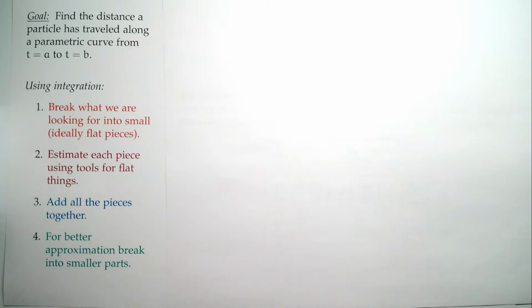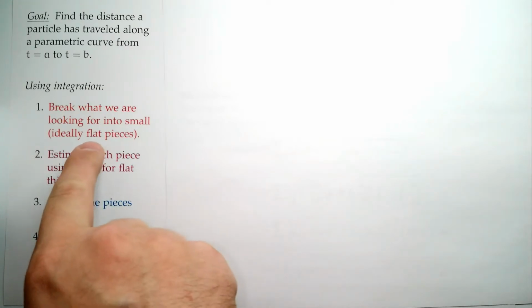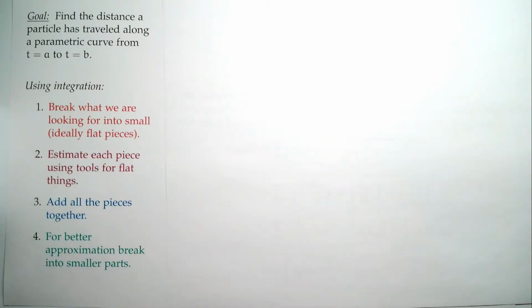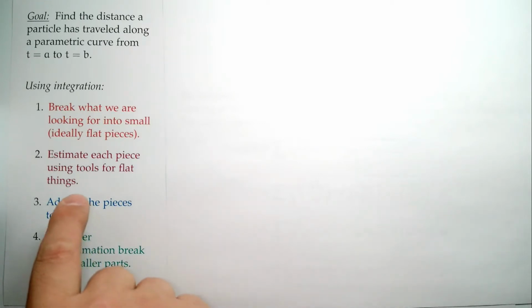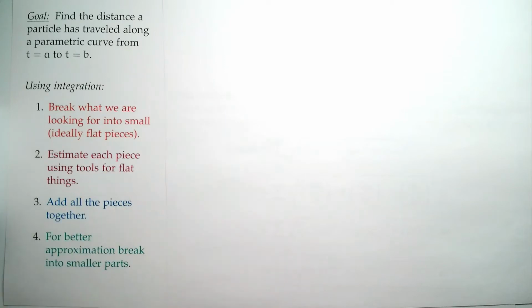Now this is sort of a Calc 2 refresher. How do we use integration? Well, we say we're looking for something, so let's break what we're looking for into small parts. And ideally, the parts are flat, because we really like flat things. Once we've broken our things into small parts, we're going to estimate each little piece, and we're going to use tools for flat things.